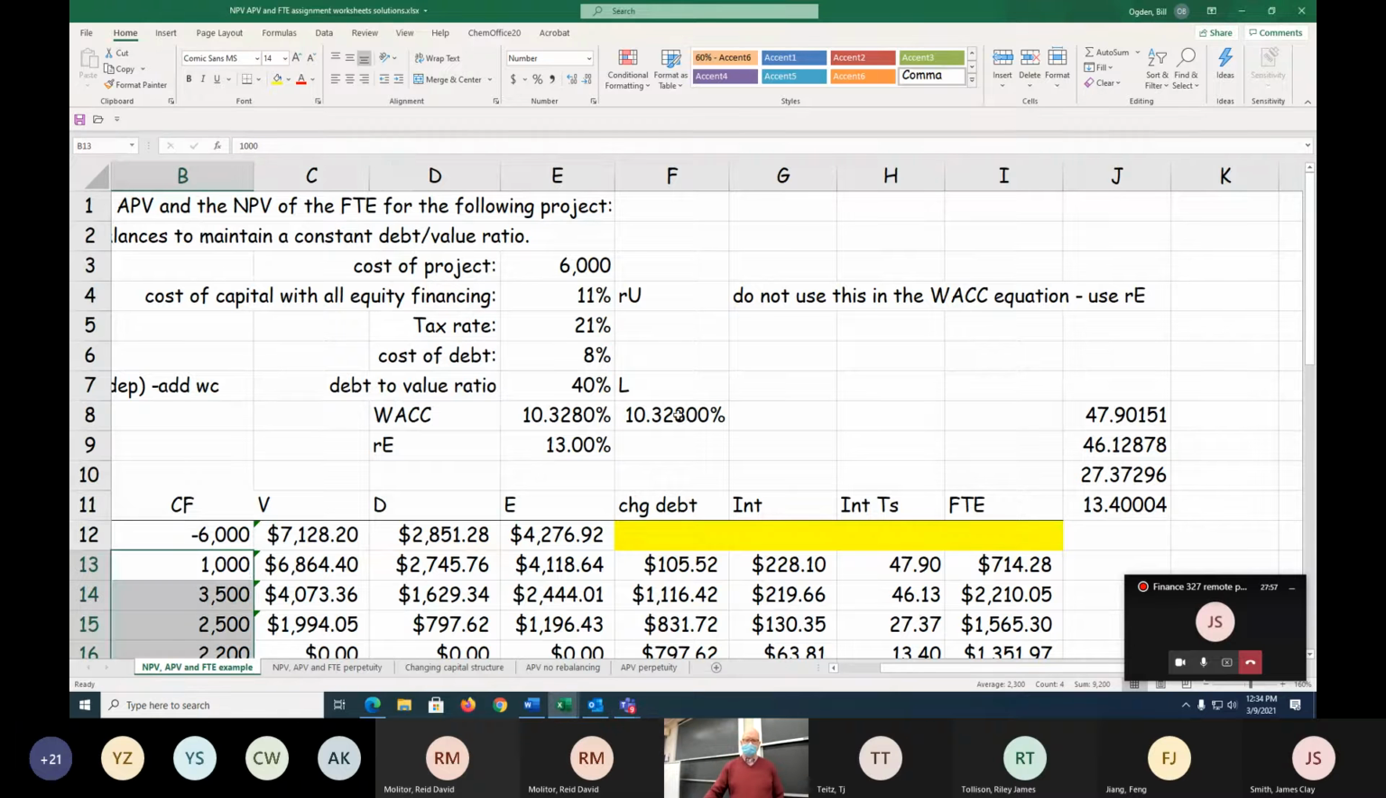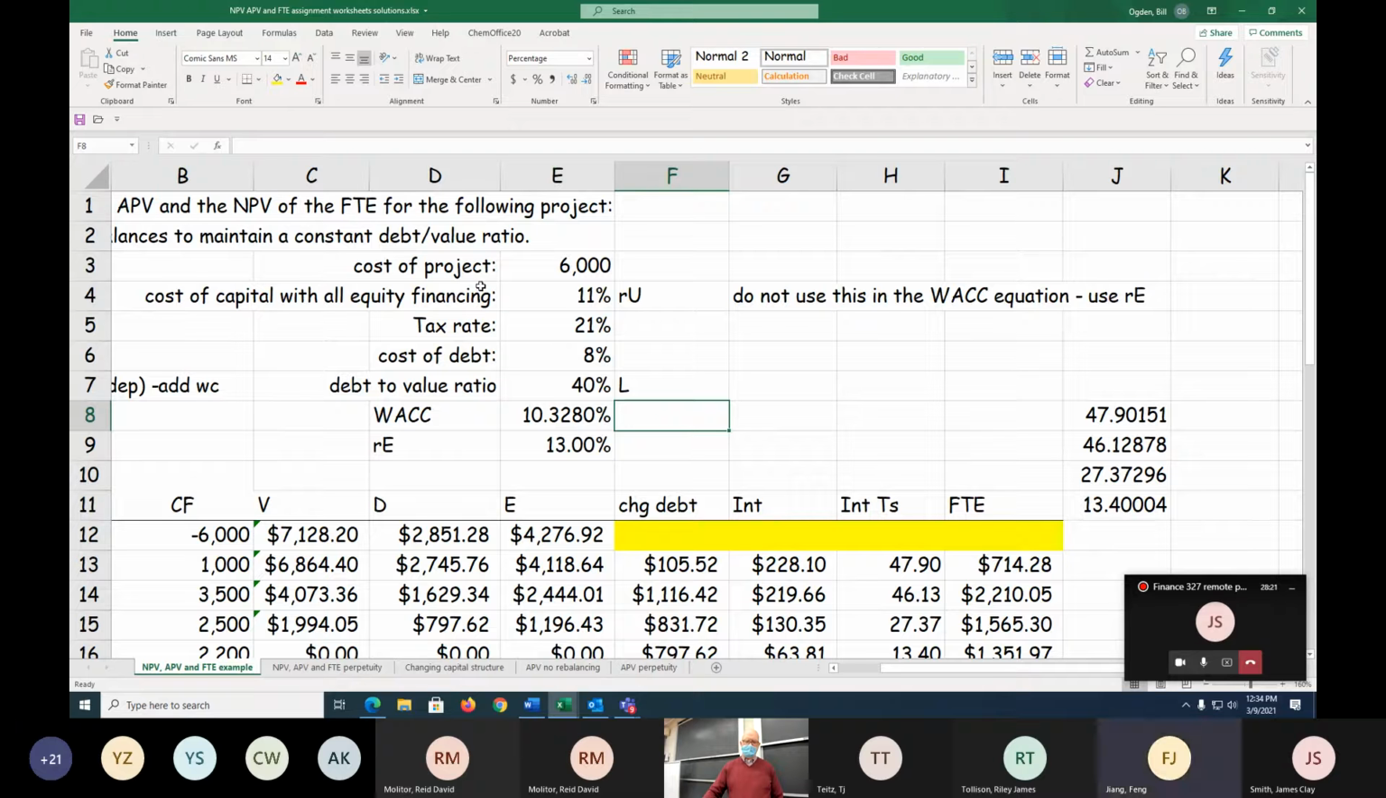This is our first worksheet, and I'm going to try to warn you about this several times. I can kind of see where people might have been misled on this. Okay, specifically, cost of capital with all equity financing. All right.